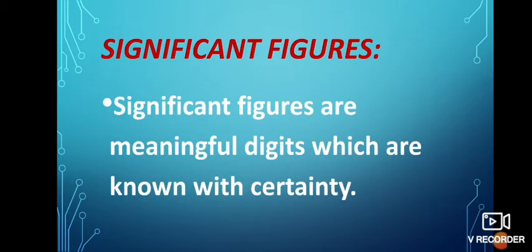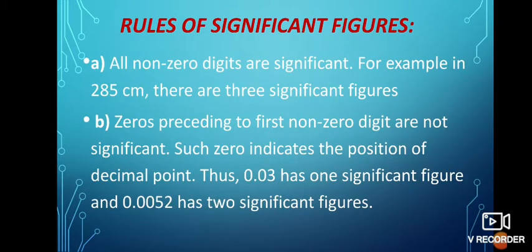Now our next topic is significant figures. What are significant figures? Significant figures are meaningful digits which are known with certainty. There are certain rules for determining the number of significant figures. The first rule is all the non-zero digits are significant. For example, in 285 centimeter, there are three significant figures because all three digits are non-zero.